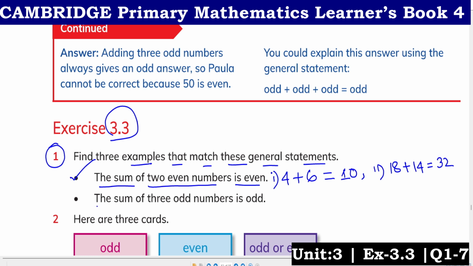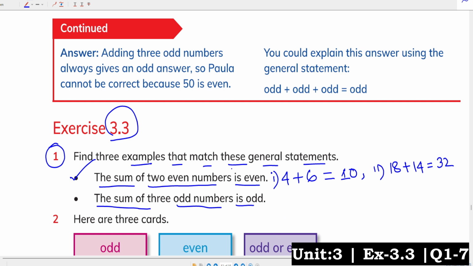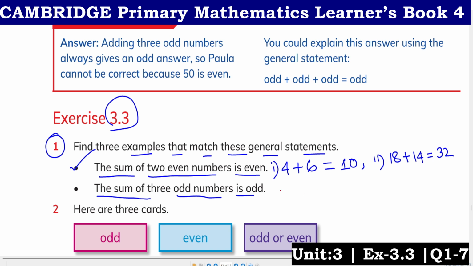Second one, the sum of 3 odd numbers is odd. Is it true? We have to prove it by showing an example, like 3 plus 5 plus 9. So these are 3 odd numbers. Once we make the summation, is it an odd number? How? 3 plus 5 is 8. 8 plus 9 is 17. So 17 is an odd number. So the statement is correct.